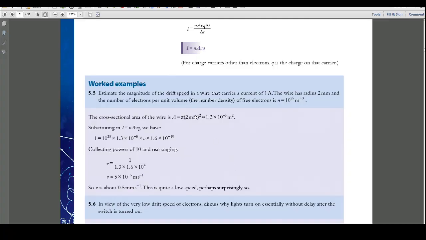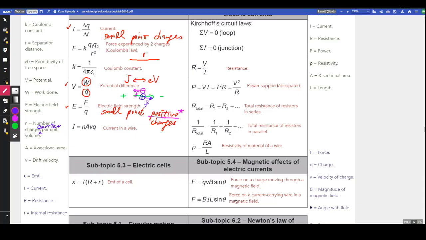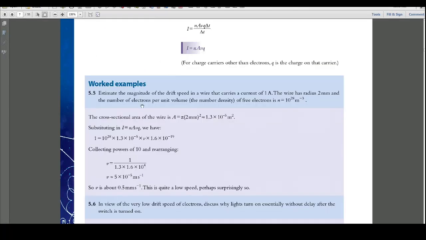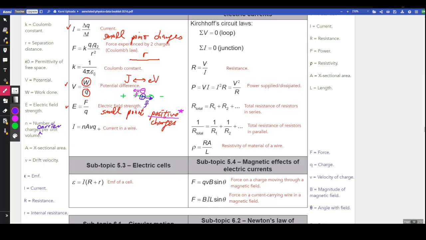So, you can see in the textbook as well, the number of electrons per unit volume, or the so-called number density of free electrons, is n equals 10 to the power of 28 per meter cubed. It's important to notice the charge carrier, that means the electron here. The electron is not the charge itself. The electron carries the charge, which is -1.